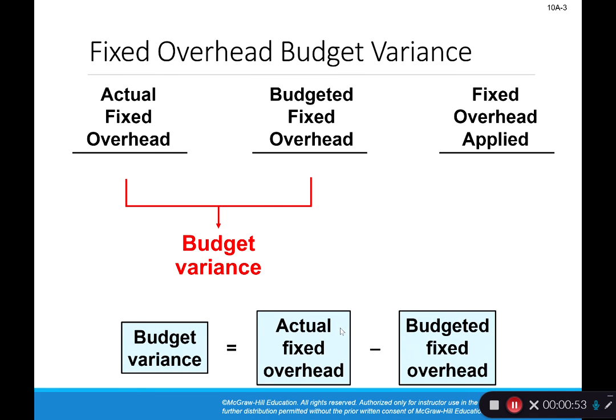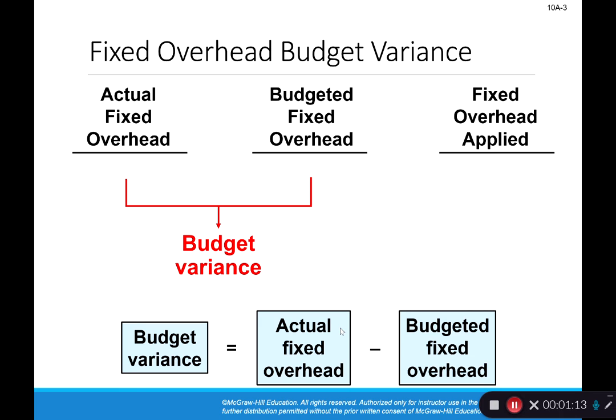So the first thing to understand is there's still a three-column approach, but the three columns are different. The first column is actual fixed overhead, and the second is budgeted fixed overhead. The first column has no real formula because fixed overhead is just fixed. It's not based on any driver. So whatever the actual fixed overhead number is, that would go into column 1.